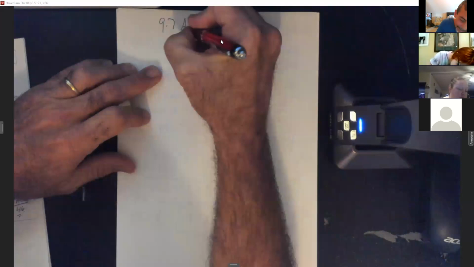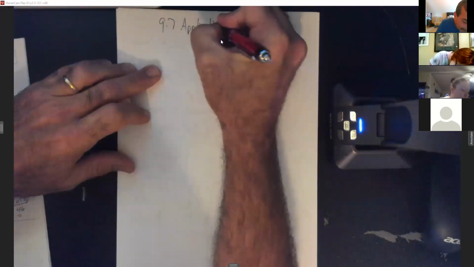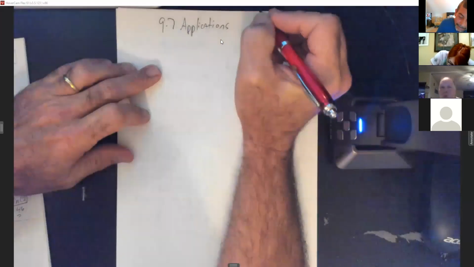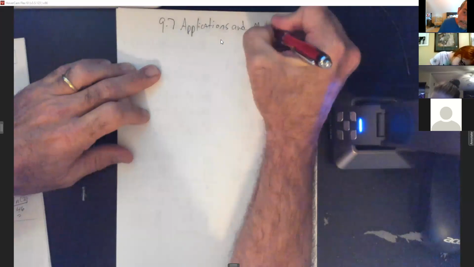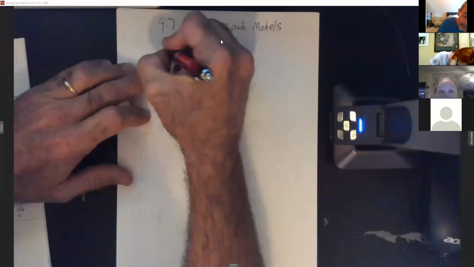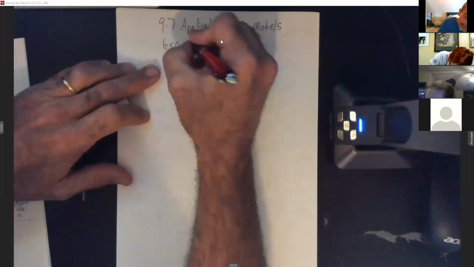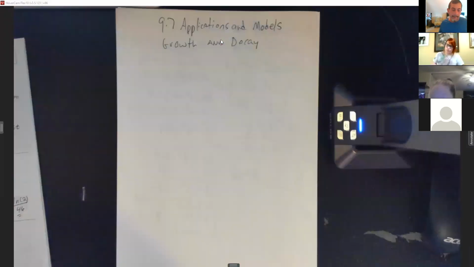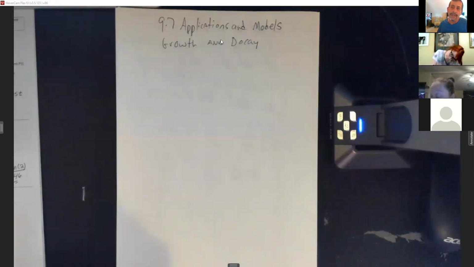Howdy, y'all. 9.7 is applications and models. But what we're going to mainly look at is what we call growth and decay. So these would be the ones that you can use like on the interest rate problems when you have continuous compounding.